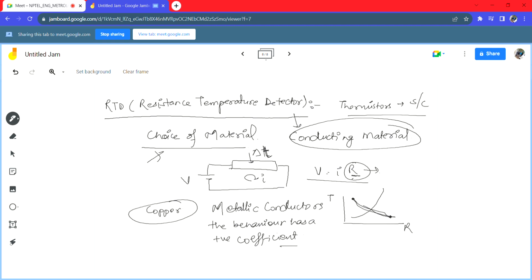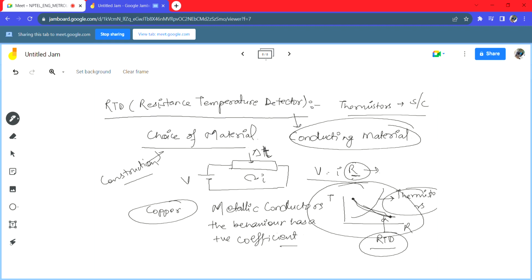So RTDs and thermistors are mechanism wise perpetually the same thing, but they differ on the choice of material and hence their construction, and hence we get this curve. This is a very important curve to understand the differences between the thermistors and the RTDs. The behavior would be different, the experimental setup would be the same.